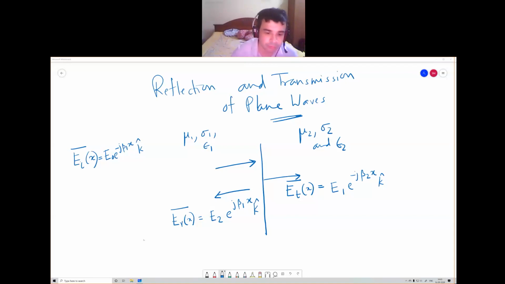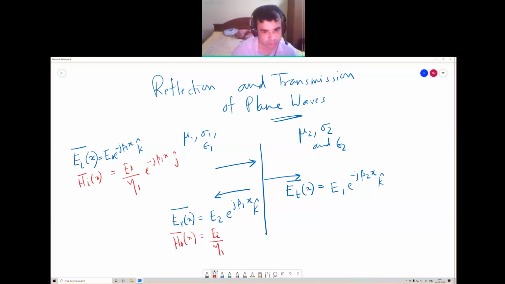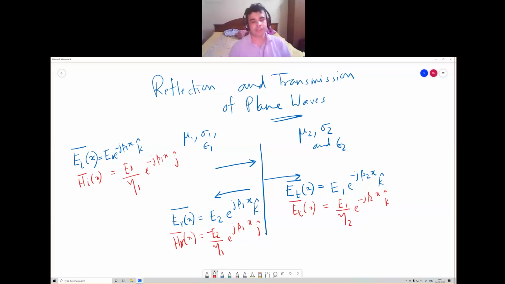And for the magnetic field, this one will be H incident x equal to E0 by eta 1 e to the power of minus j beta 1 x. This will be H reflected, that will be E2 by eta 1 e to the power of j beta 1 x, and H transmitted x equal to E1 by eta 2 e to the power of minus j beta 2 x. Here it is a negative sign, right?